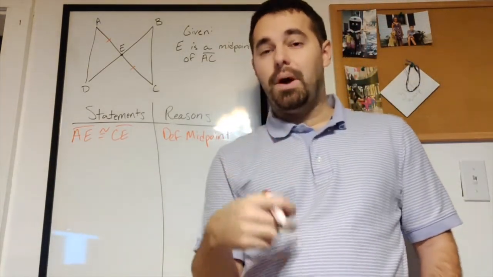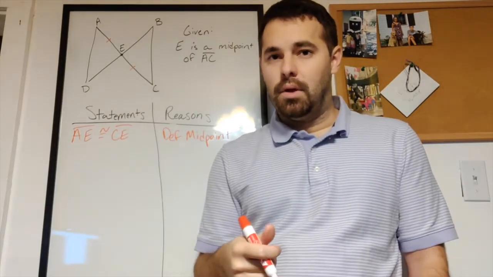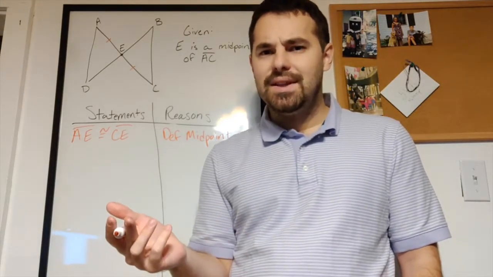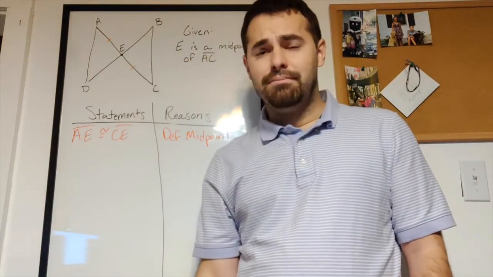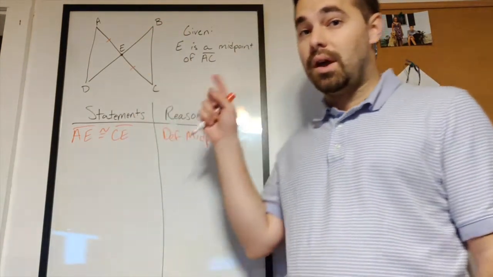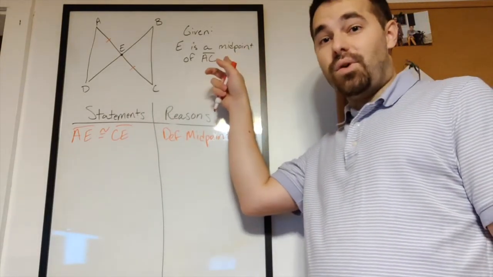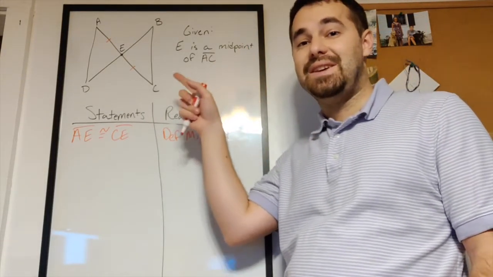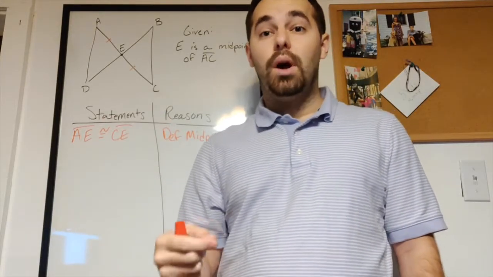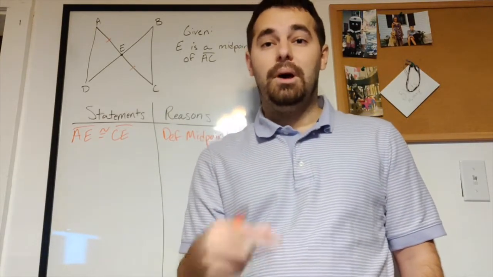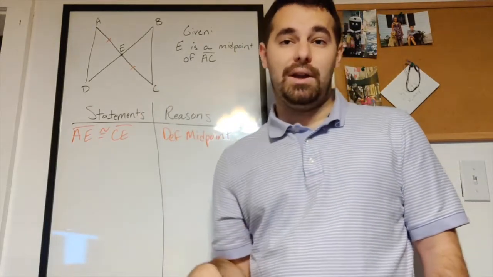Two things are probably popping into your mind right now. Mr. Carroll, why can't we say the same thing about BE and ED? Well, here's the issue. E, we are told, is only a midpoint of AC. We are not told anything about BD. So you cannot make a claim unless you have the information to back it up.